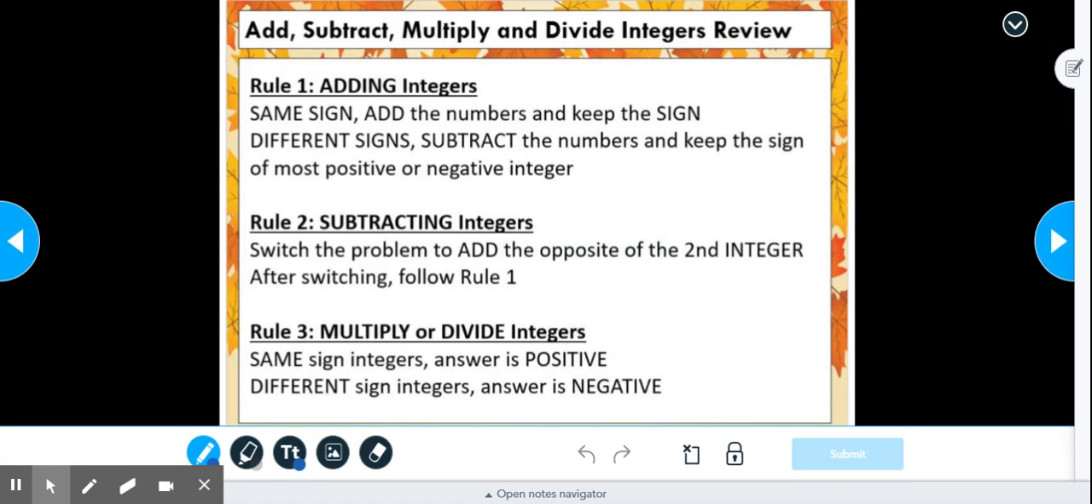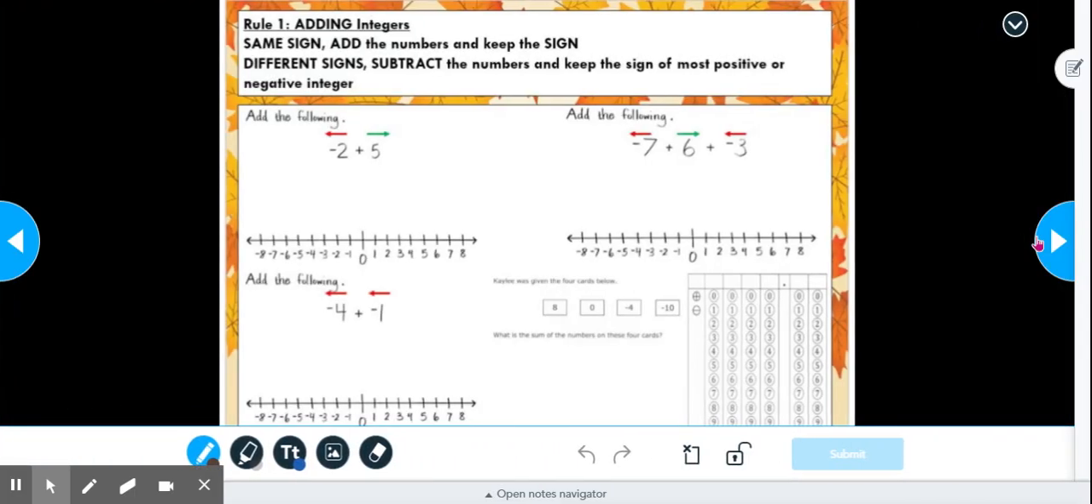Okay, and so I need to make a mark on the screen. Okay, check, we did that. Okay, so taking a look at the first one here, I'm actually going to just use a screen marker here. Okay, so add the following.